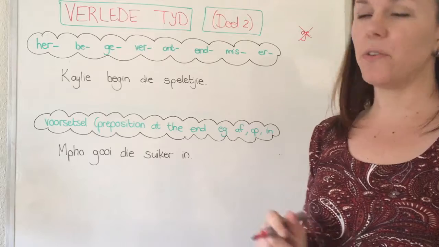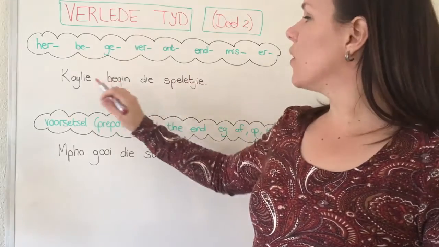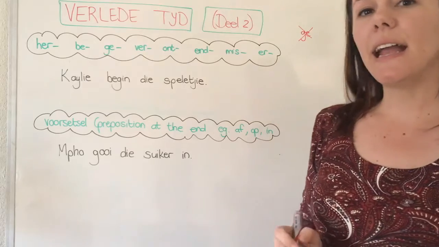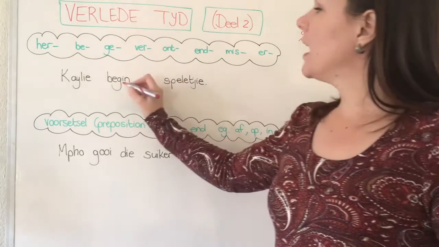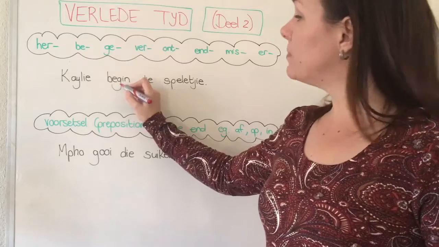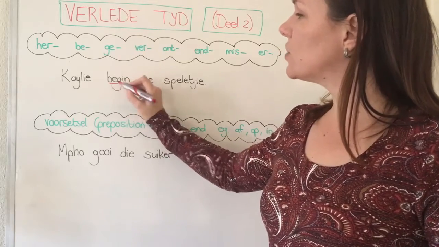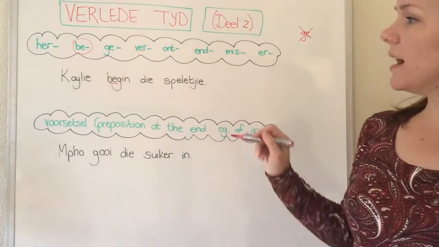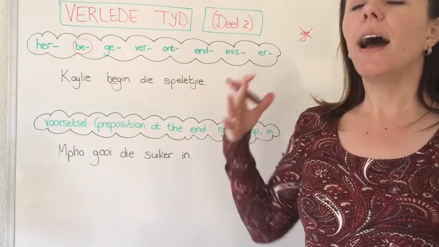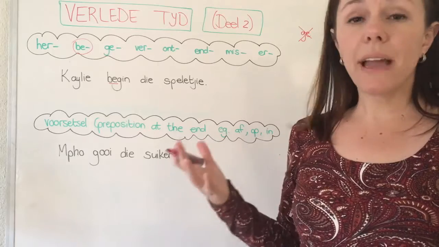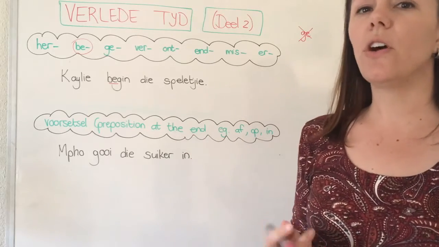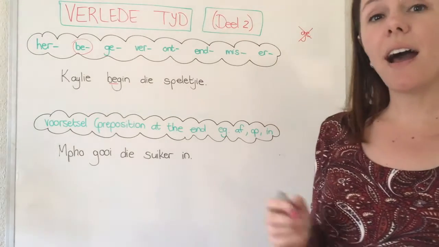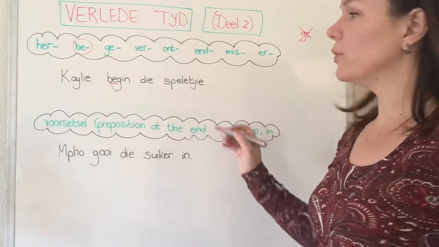That's the only difference. So if we look at this example, Kylie begin die speletjie. Kylie starts the game. As we can see, our verb is begin and it starts with be, which is over there. It's one of these guys. So we cannot say gebegin. It doesn't make sense to speak like that in Afrikaans. It doesn't sound right. So we will not add ge. Other than that, our normal rule applies.